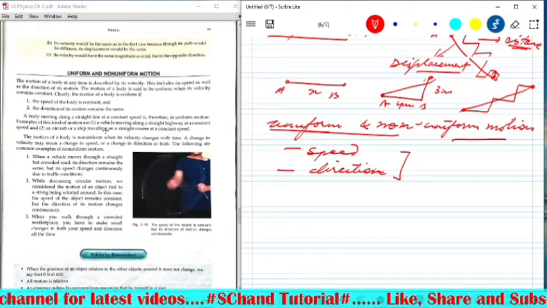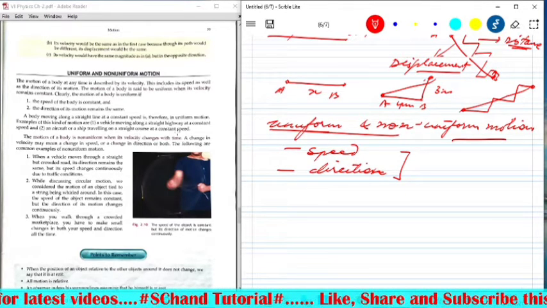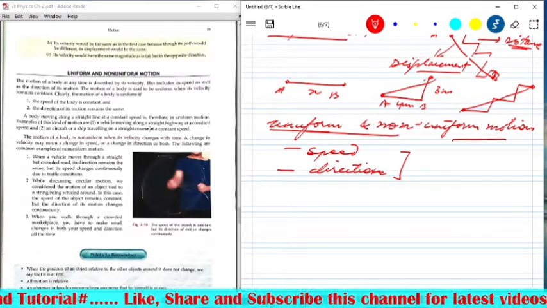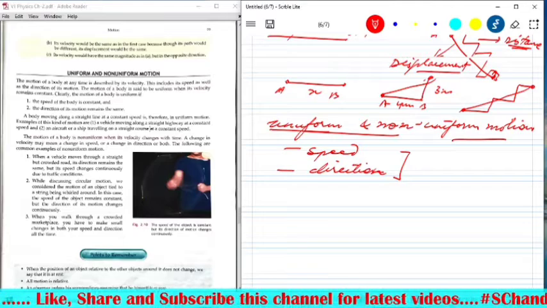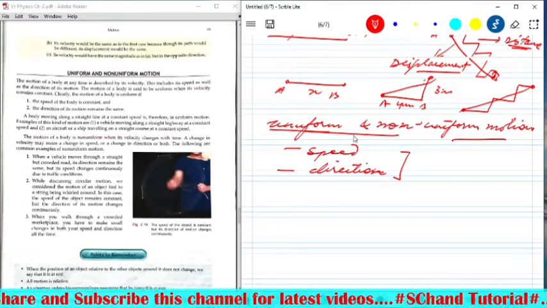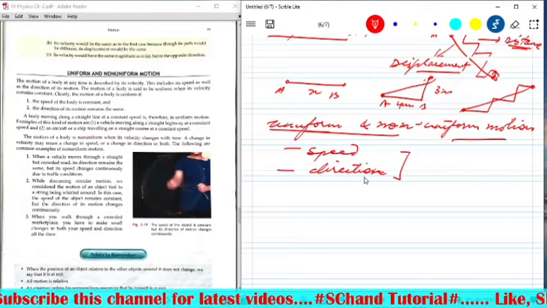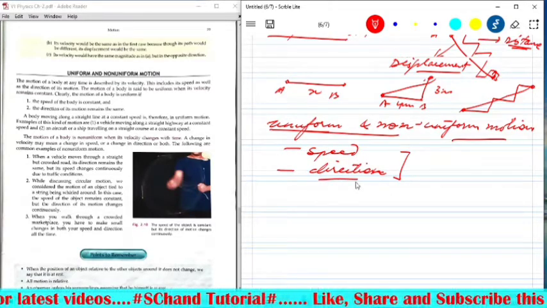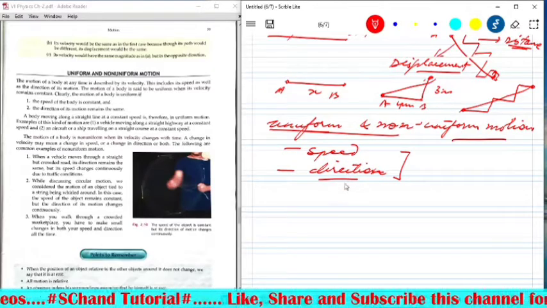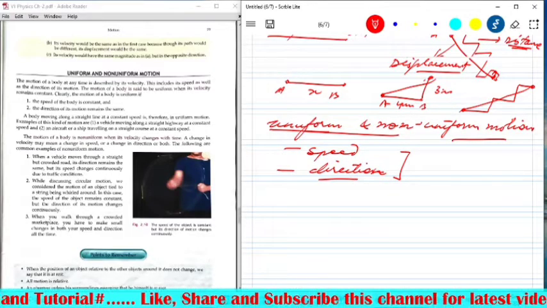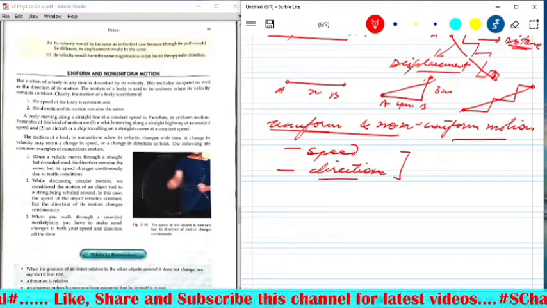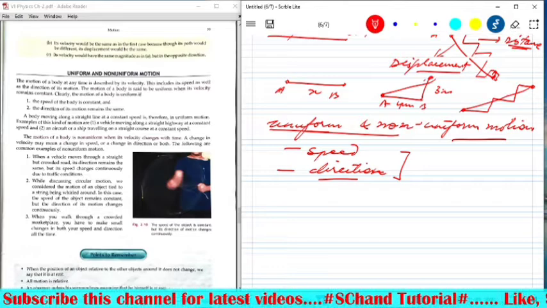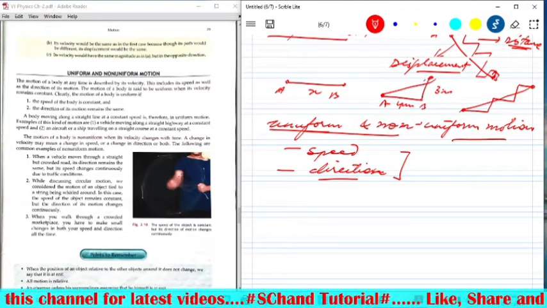An example of uniform motion is a vehicle moving on a straight road at constant speed, or an aircraft or a ship traveling on a straight course with constant speed. If the body is changing its direction, then it is moving with variable velocity, which means non-uniform motion. For example, a vehicle moving through a straight but crowded road. On the crowded road we have to change direction and speed also, so the velocity keeps changing.